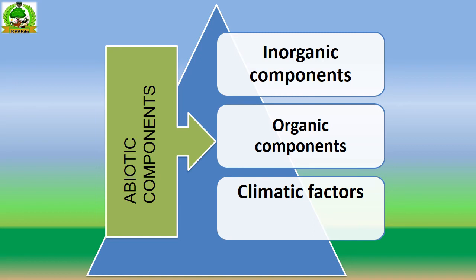Well, dear friends, it was all about biotic components. Now let us talk about what abiotic components are and what is included in them. As far as abiotic components of an ecosystem are concerned, they are subdivided into three headings: number 1, inorganic components; number 2, organic components; and number 3, climatic factors.